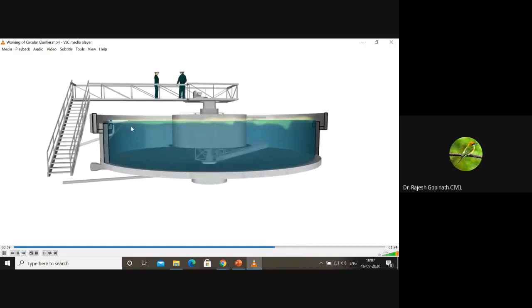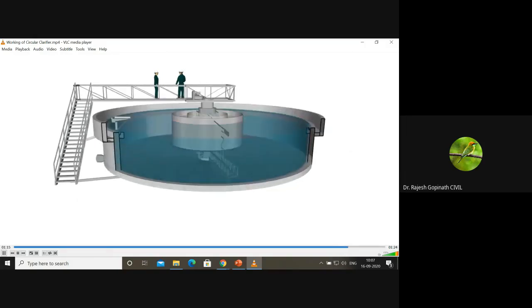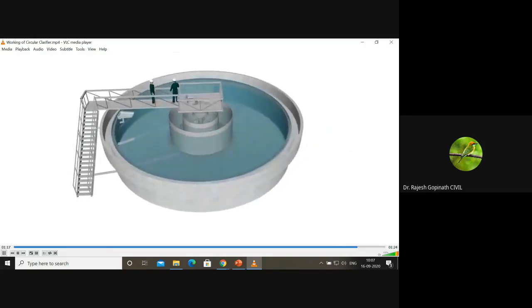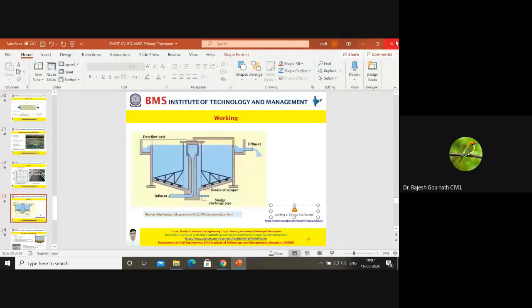Maybe you can see it better. You can see the scum. Now that is getting removed again with the help of the scraper. So it is getting collected here and removed. So this scum removal pipe removes the floating scum. This is typically the working operation of a circular clarifier. As simple as that, and best explained with the help of this animation.